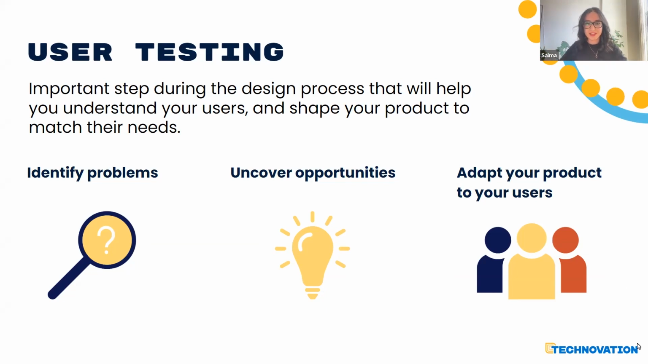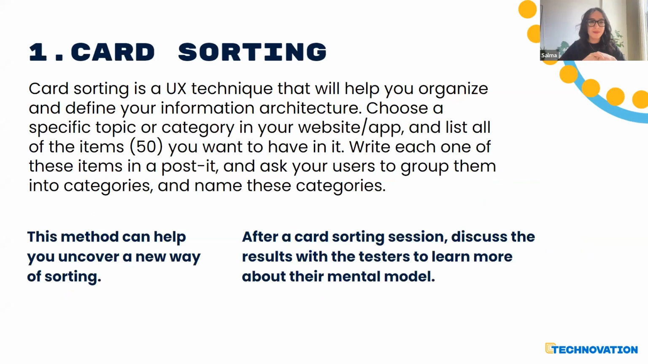If we move to the next slide, I summarized it to 3 methods that I think you can use for your project. The first one is card sorting. I don't know if any of you have already used that before, but this technique is really helpful at the beginning of the process, and it helps you define the information architecture.